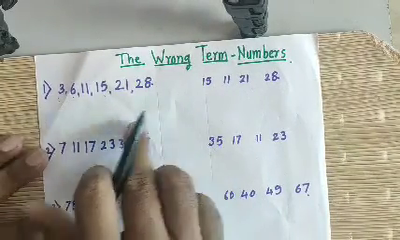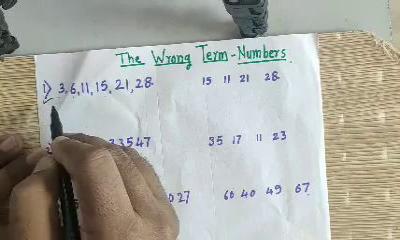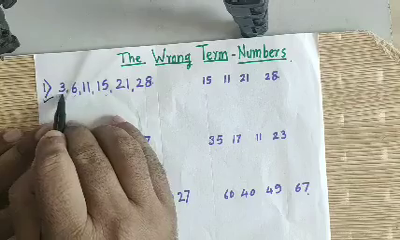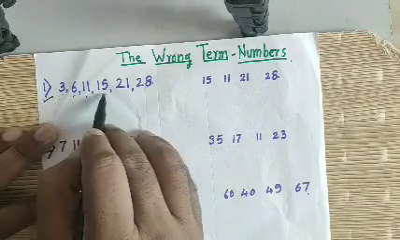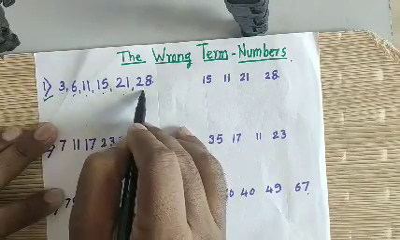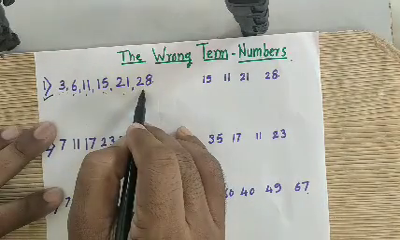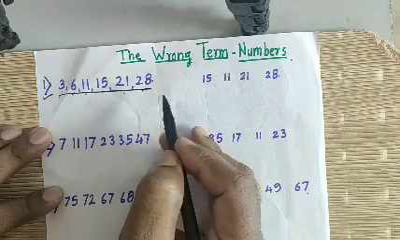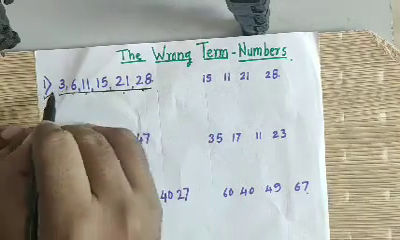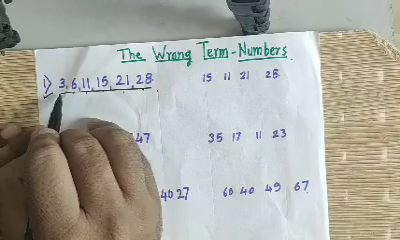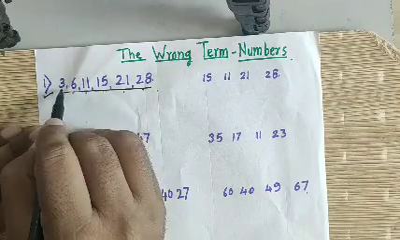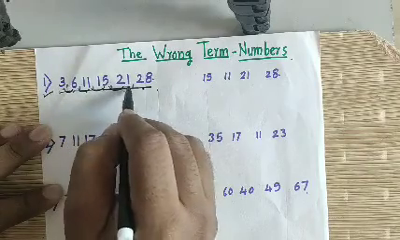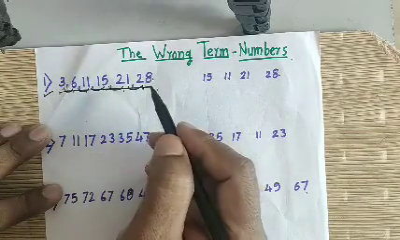So here is the first example. We have a series of numbers, that is 3, 6, 11, 15, 21 and 28. In this number series we have to find out the wrong term. We can easily identify that the difference between these numbers must follow the same pattern.